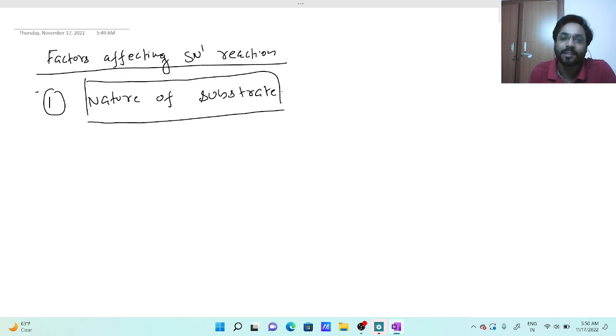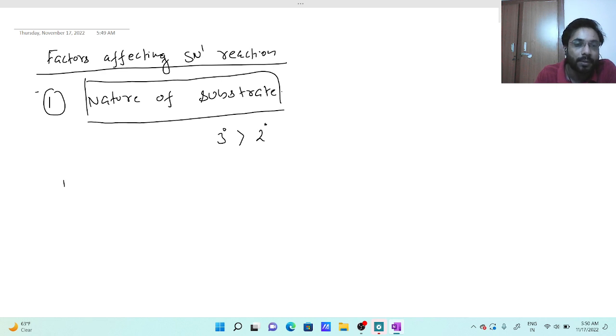So what do you think? What should be the nature of substrate? As we have seen, a carbocation is formed, and the carbocation which is more stable will be preferred over the carbocation which is less stable. So is a 3-degree carbocation more stable or 2-degree? Simply 3 degree is more stable because of hyperconjugation, as you well know. So I'll take a few examples and we will understand how the nature of substrate affects the Sn1 reaction.